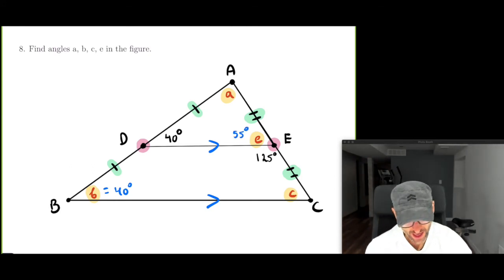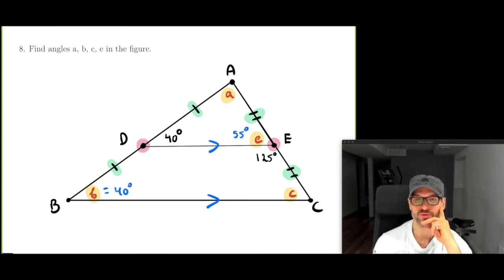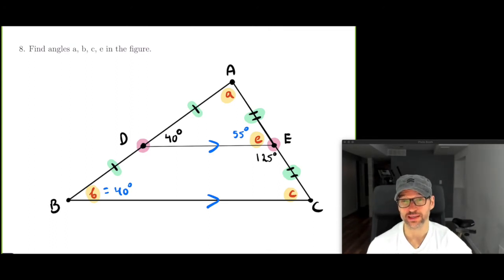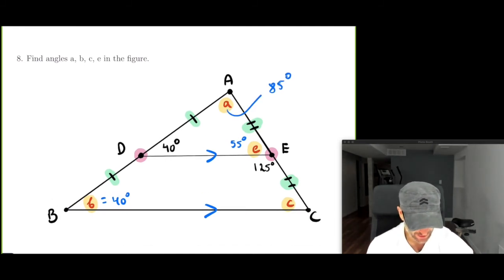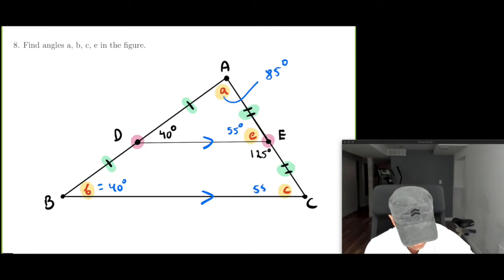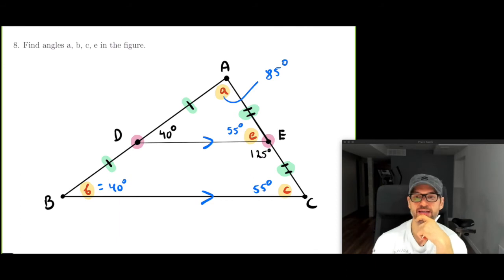Now we can find A because we have a triangle there. Notice 40 degrees plus 55 is 95. And to get up to 180, that's going to be 85 degrees. So A is 85. And then we also know C, and C is also 55 because of the parallel lines. So this is kind of neat, and now we found all the angles. That tests your understanding of those medians and the midpoints. So that was question number 8.